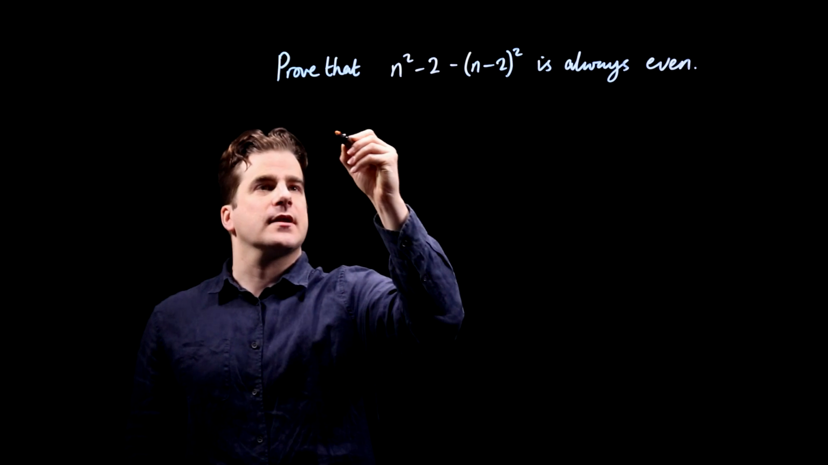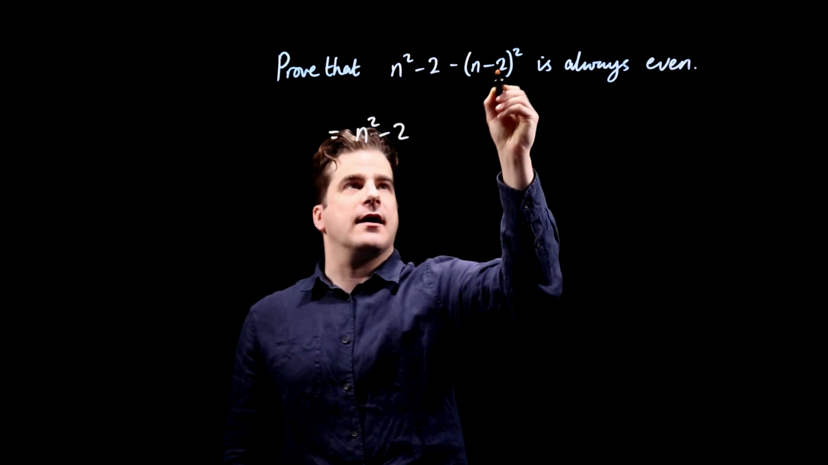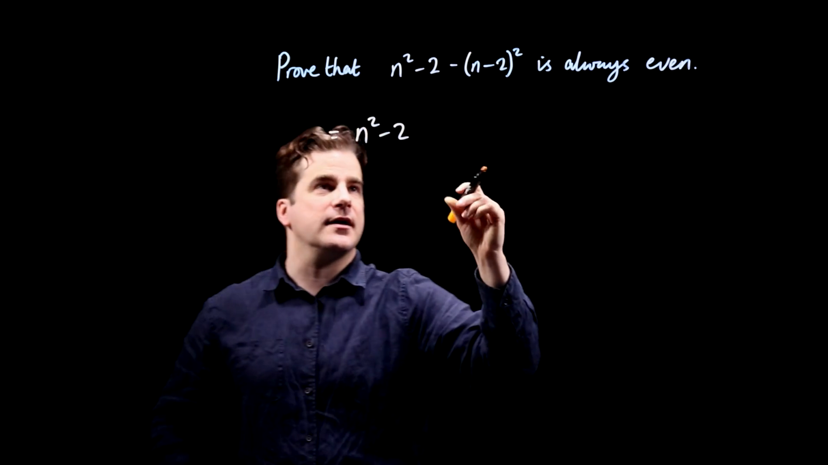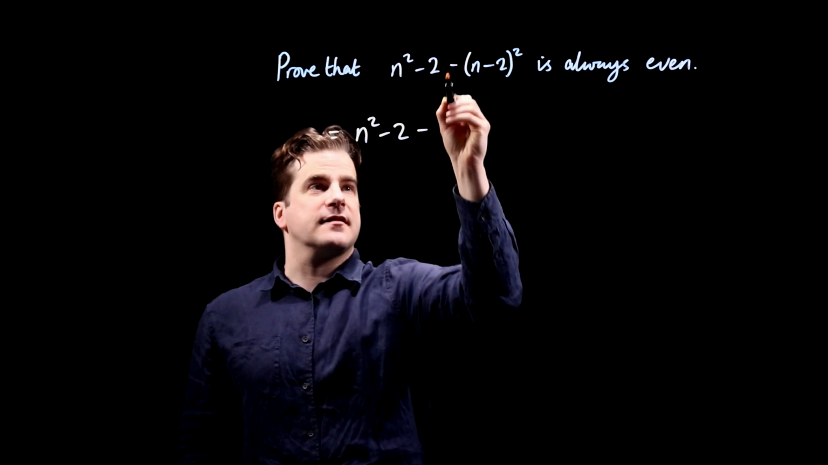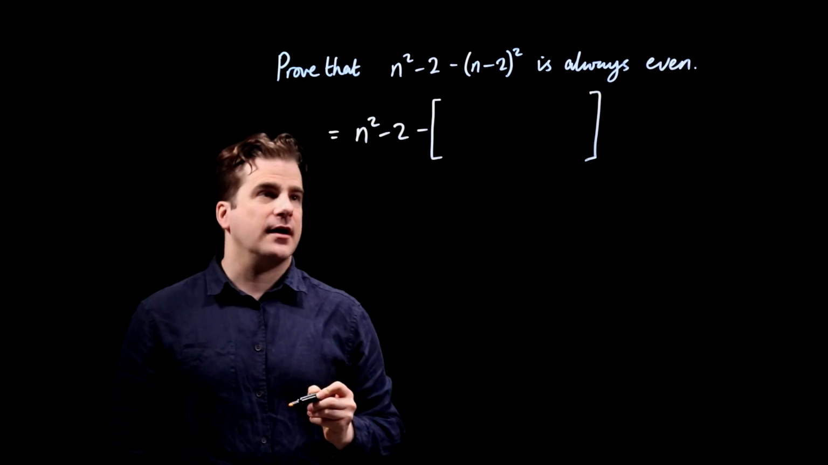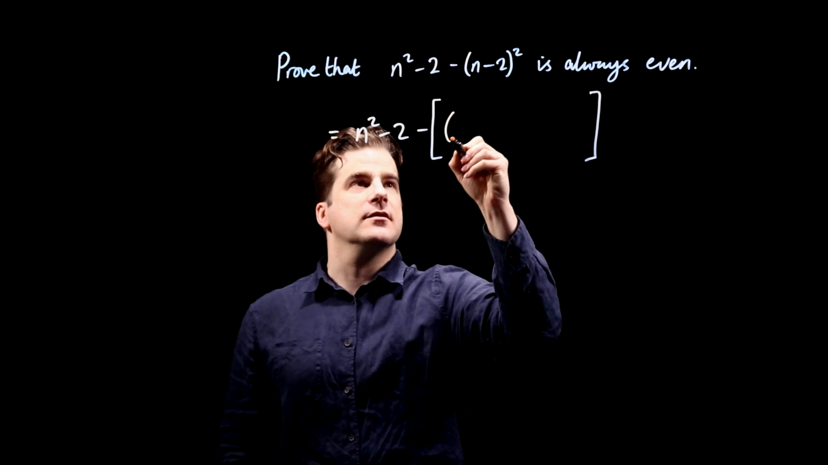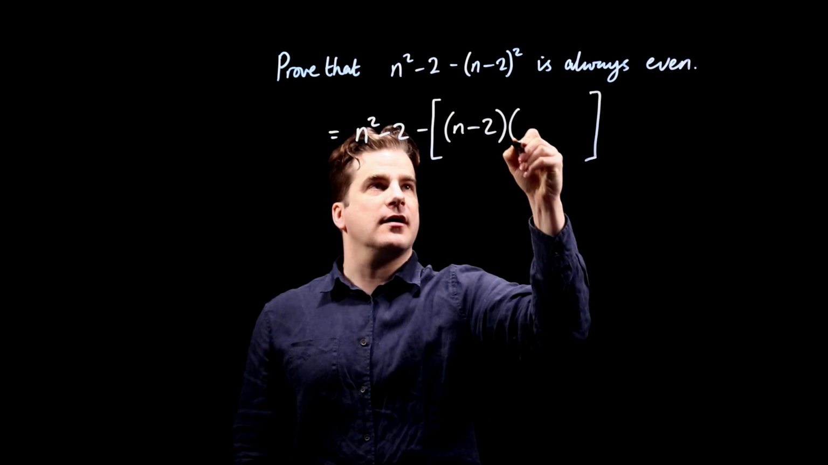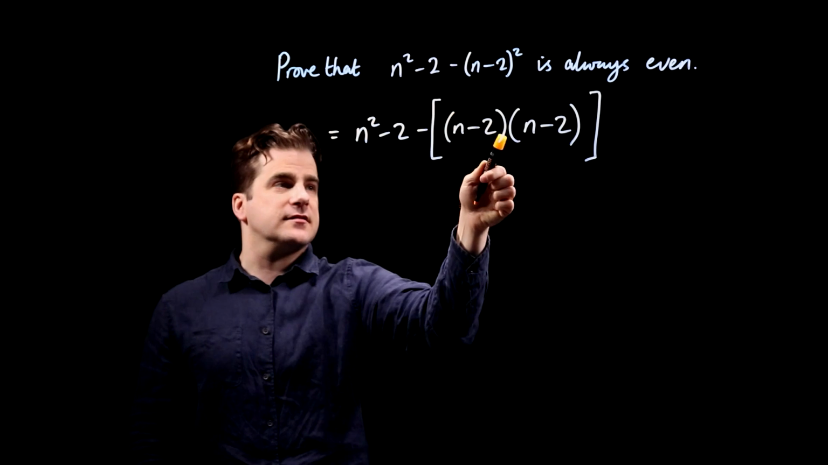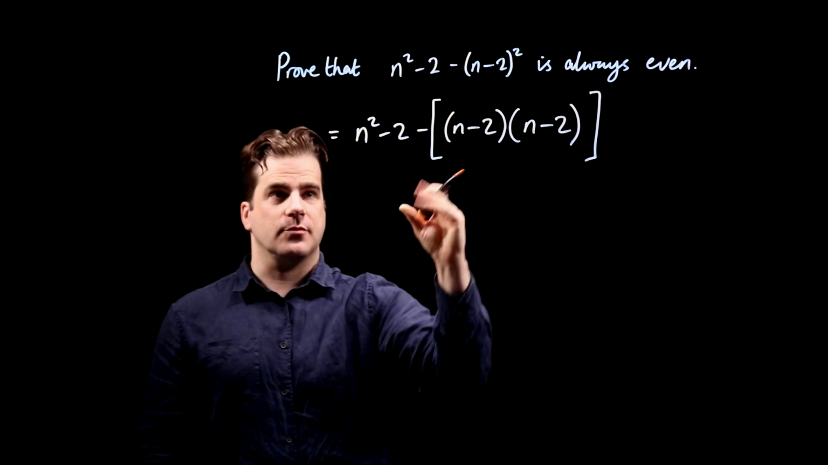So that becomes, we leave the n squared minus 2 alone. Now, be careful here. We've got a minus there, and then this bracket squared. So it's minus, that's that minus. I'm going to introduce big square brackets and write this out in full inside the square brackets. So (n minus 2) times (n minus 2). So that is just that rewritten. And now we can multiply out these 2 brackets.